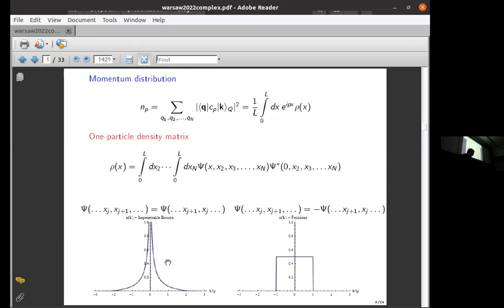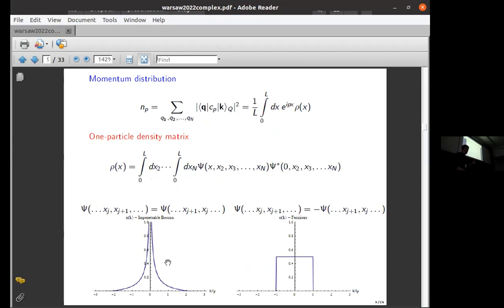So it turns out that to address this, technically, they consider what's called the one particle density matrix, which is just a Fourier transformation of rho.